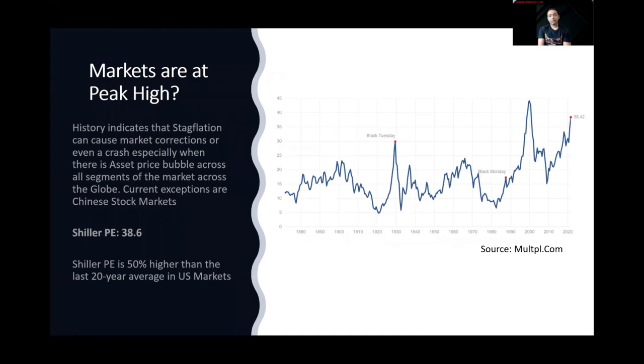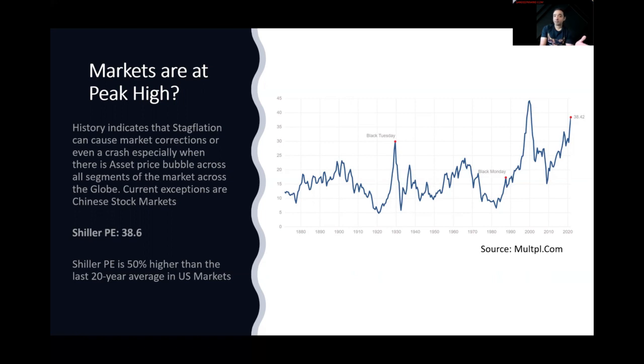Where are markets? Now, this spiral can be detrimental to the portfolios. It can be a poisonous mix, a potent one, that is really ticking, because the markets on the other side are at all-time high. Asset bubble is at peak. History indicates that stagflation can cause market corrections or even a crash, especially when there is an asset bubble across all segments of the market across the globe.